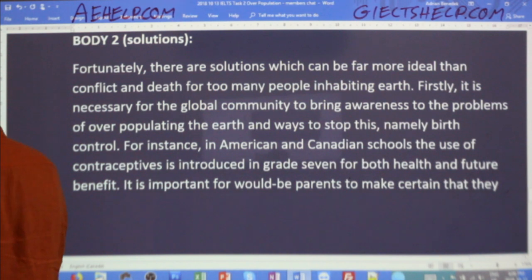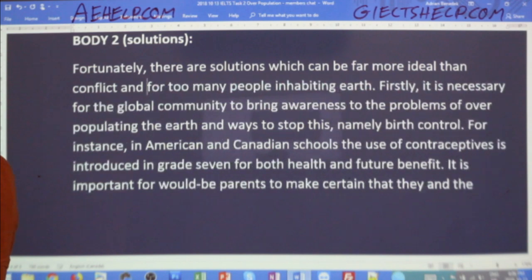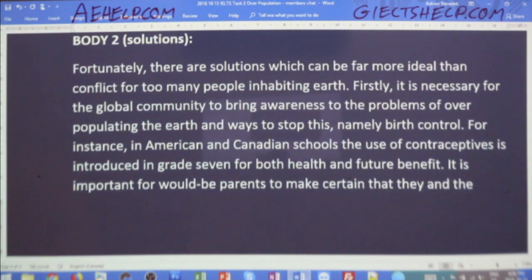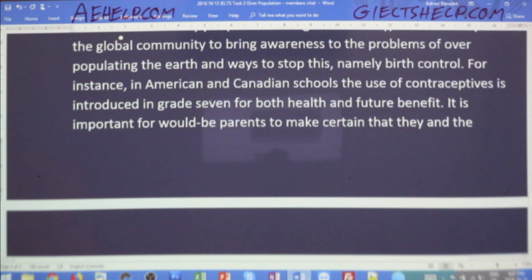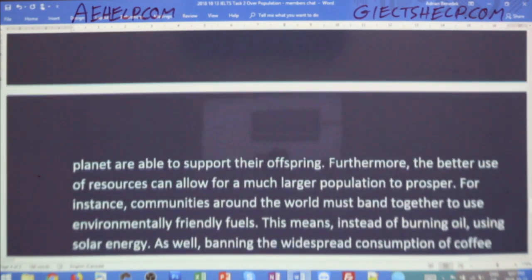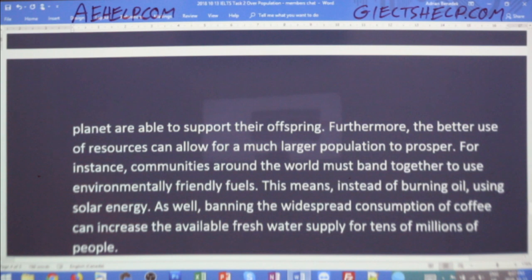And I might even take out death, just say conflict for too many people inhabiting Earth, just so I'm not being redundant. Firstly, it is necessary for the global community to bring awareness to the problems of overpopulating the Earth and ways to stop this, namely birth control. For instance, in American and Canadian schools, the use of contraceptives is introduced in grade 7 for both health and future benefit. It is important for would-be parents to make certain that they and the planet are able to support their offspring. Furthermore, the better use of resources can allow for a much larger population to prosper.